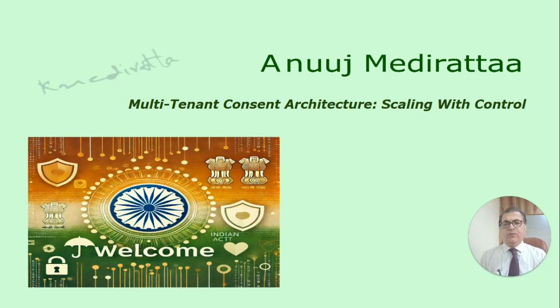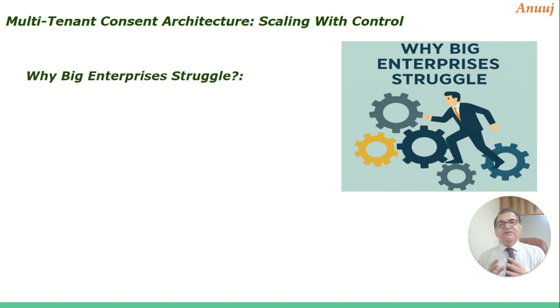And as I said, let's talk about multi-tenant consent architecture today. Scaling with control. So why do big enterprises struggle sometimes? They have multiple business units. They have multiple services. Each would have their own ways of collecting information, and they're already using them. Now, of course, the government is not going to say that you have to do everything overnight. But in the next 2 years, changing all the interfaces, bringing everything down to a single interface may or may not be very easy depending on the scale of the organization.